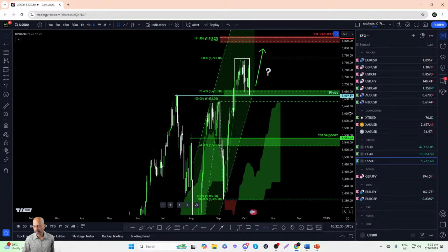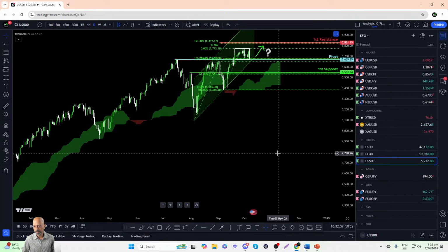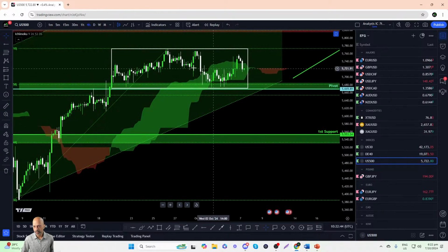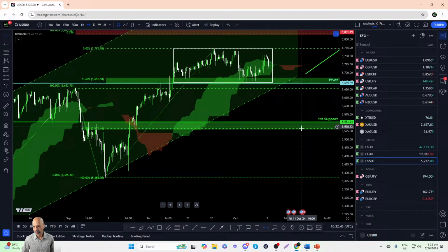Right, so these are the key levels for US 500 on the daily time frame, as well as on the 4-hour time frame. Whatever we've identified on the daily time frame is more than applicable on the 4-hour time frame as well here. All right, okay.